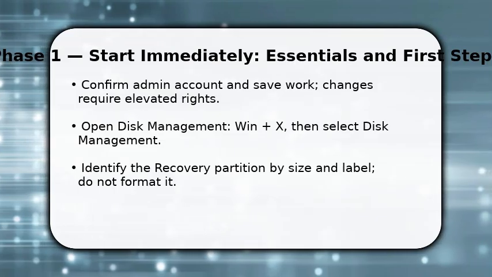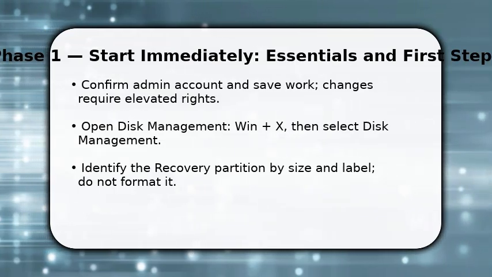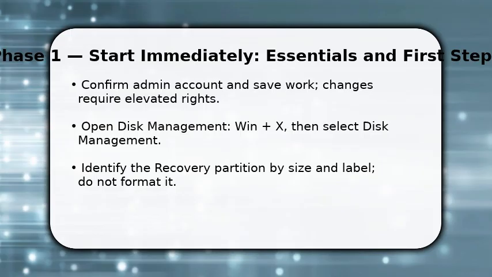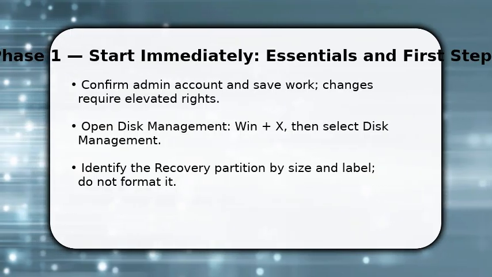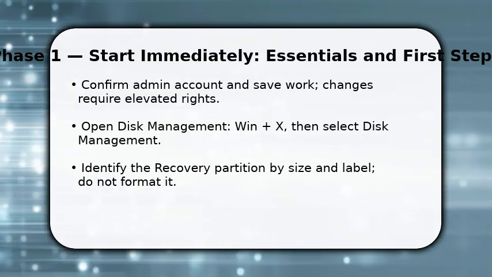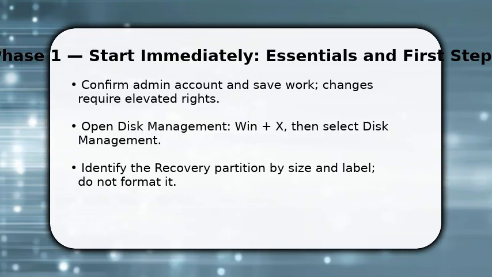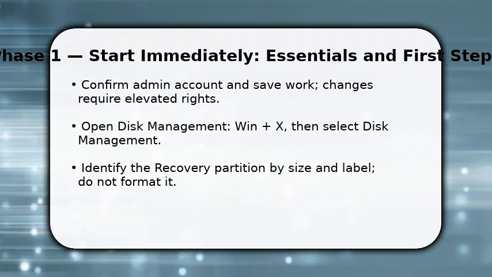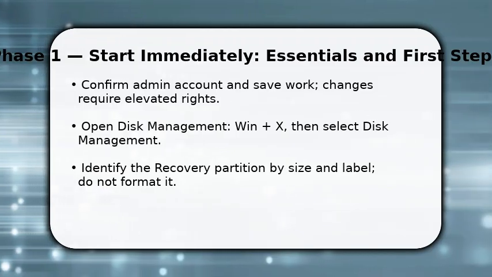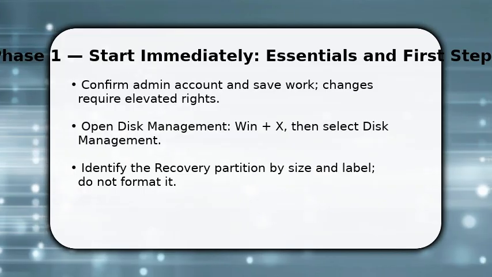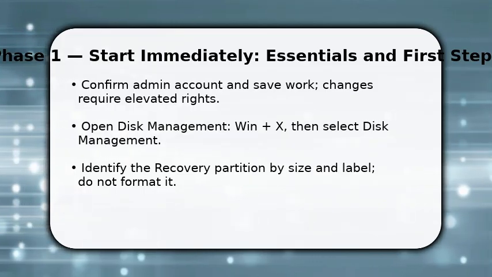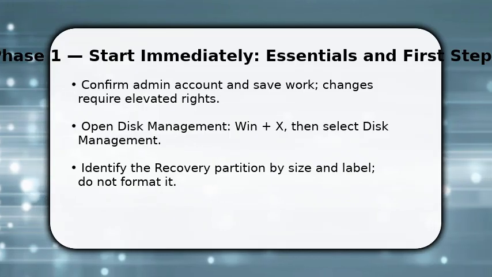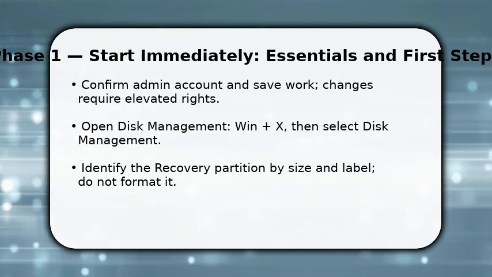Enjoy the video. You need admin rights. Once you're signed in, save work and close apps. Open Disk Management right away with Win+X and choose Disk Management. Look for the small recovery partition, check size and label so you don't confuse it with system or OEM volumes. Make sure the partition is visible and not already hidden. This first step prevents accidental data loss, and it sets up the exact target for the hide operation that follows.